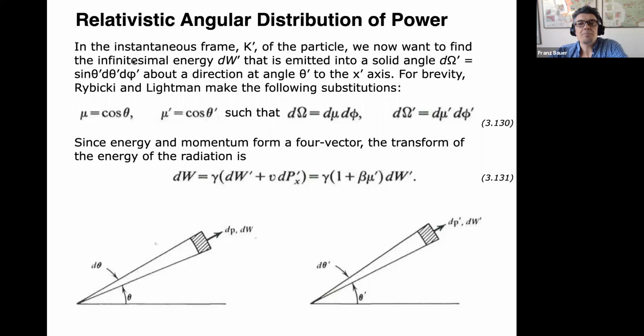All right, so we can make some substitutions. We have this equals this, and this equals this. We also have this thing equal to d u d phi, and this thing equal to d u prime d phi prime. And this simplifies everything a little bit. And so this change in work is equal to this change in work here, prime, times our gamma factor, but there's an extra factor here, which comes from the energy-momentum form of the 4-vector.